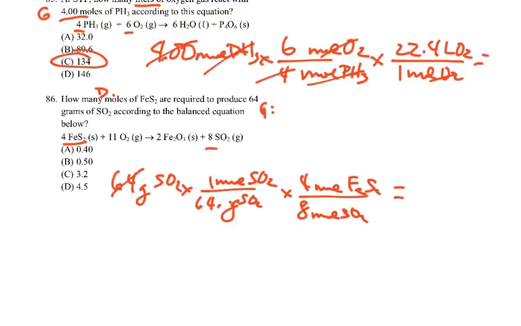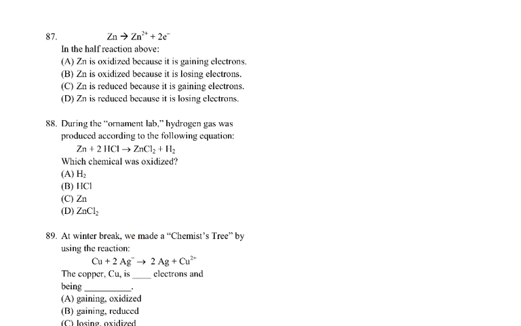So I have 64 and 64, they cancel out, that's nice. 4 over 8. Okay, 4 goes into 4 one time, 4 goes into 8 twice. So my answer is 1/2, which is the same thing as 0.5. That's answer B. That's good.